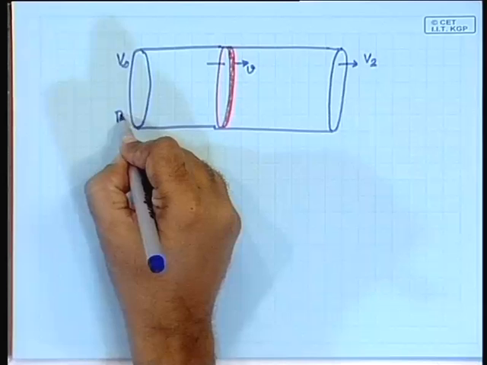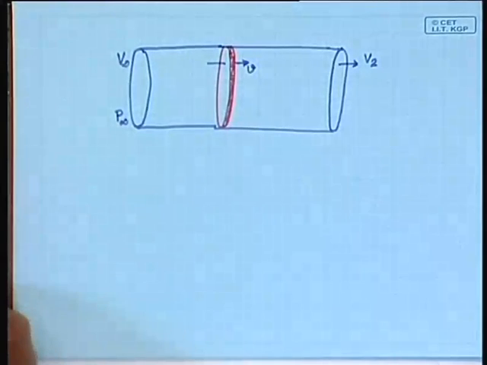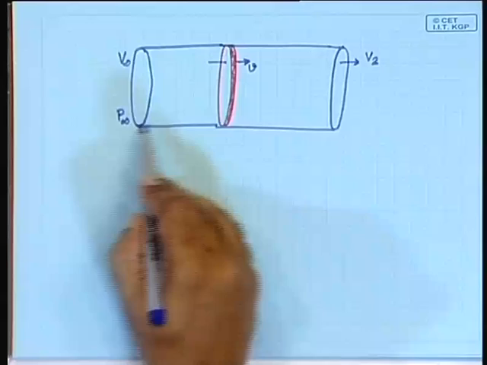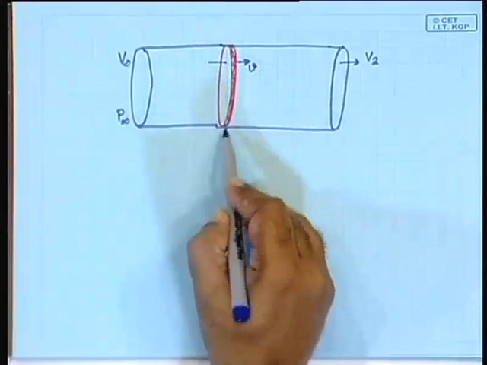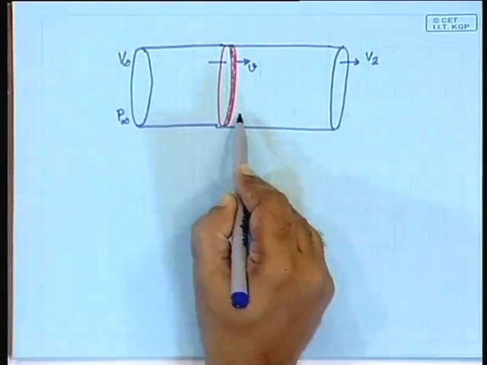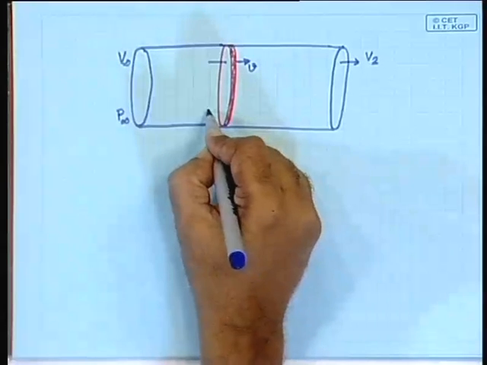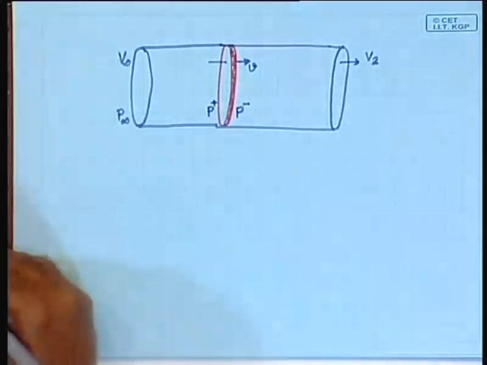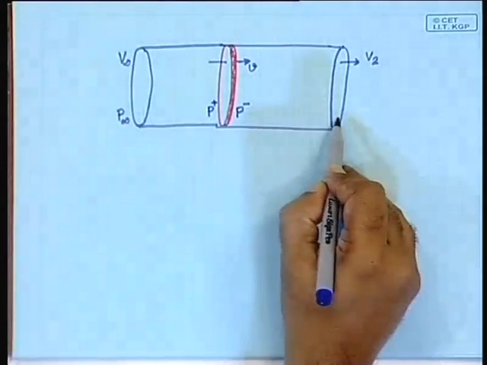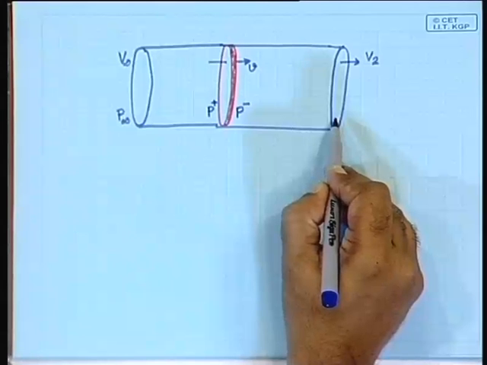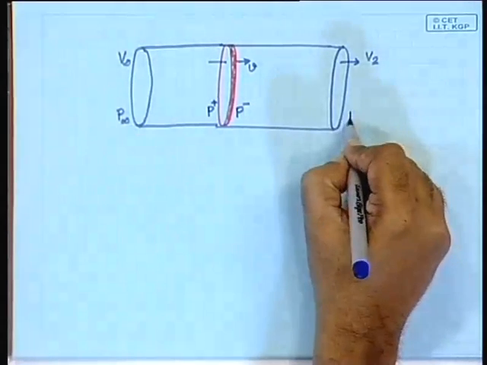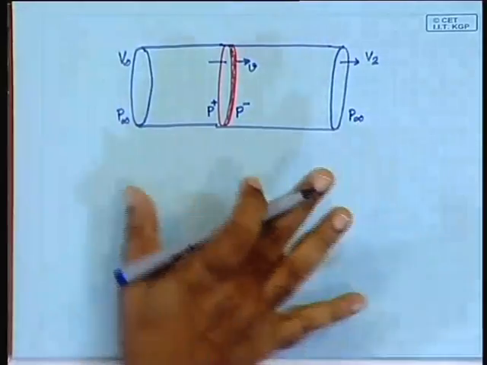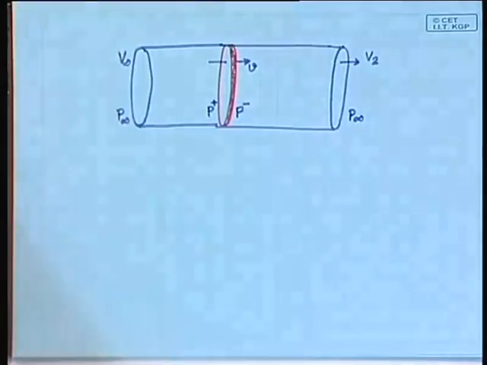Fine. Now let us talk about the pressures. Here at infinite distance, it is again the normal atmospheric pressure. When it has to go through this, there has to be a pressure difference between the two sides, else it will not go. So here let the pressure be P plus, and here let the pressure be P minus. And when it reaches infinite distance again, what will be the pressure? Back to P infinity. Okay. Is this diagram understood clearly? On that basis we can proceed.